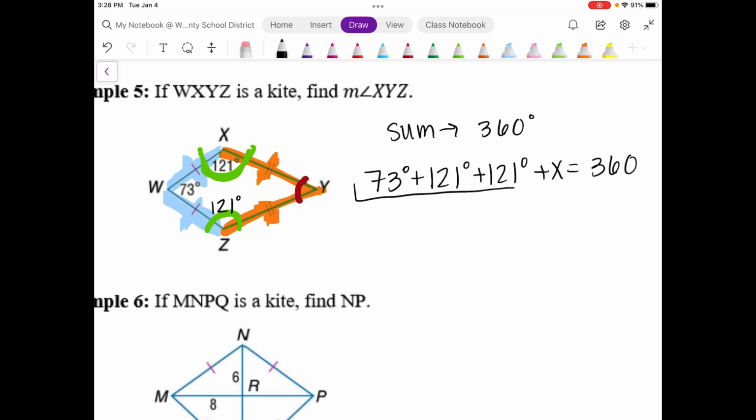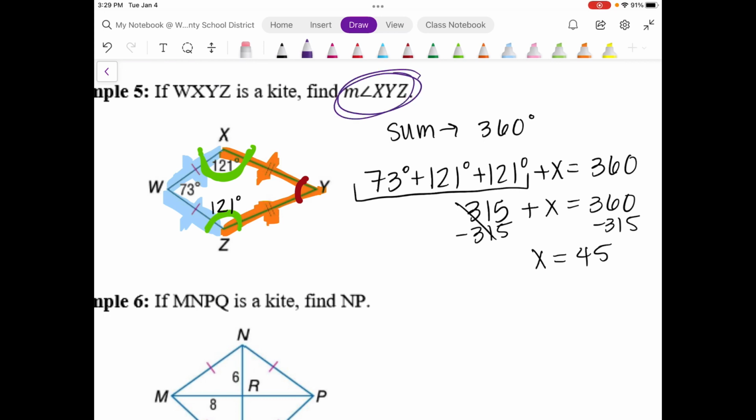When I combine my like terms, all my numbers, I get 315 plus x equals 360. And to solve for x, I'm just going to subtract that 315 from both sides. So my missing angle is 45. Remember, you want to go back and answer the actual question. So we want to write it as the measure of angle XYZ is 45 degrees.